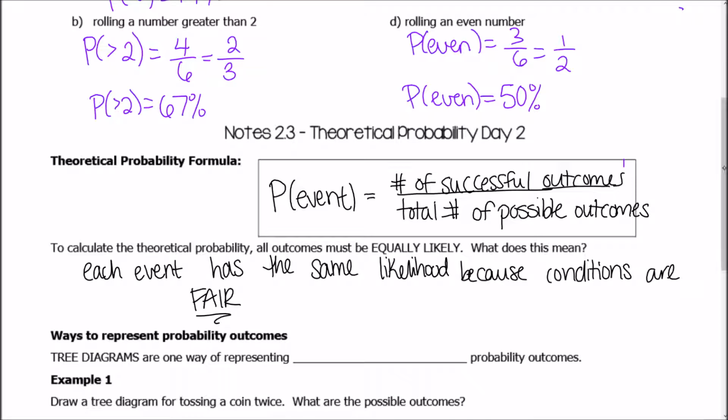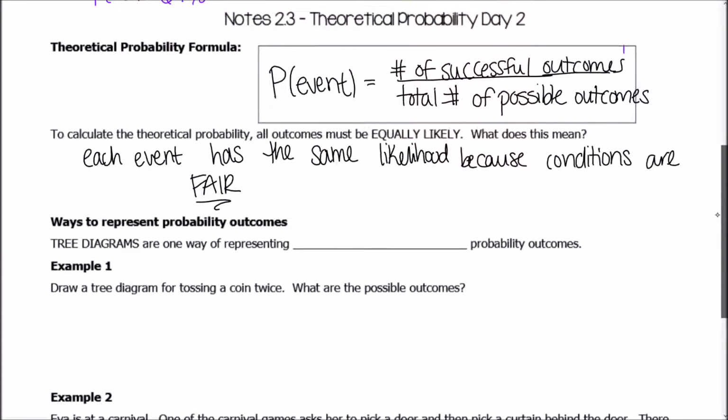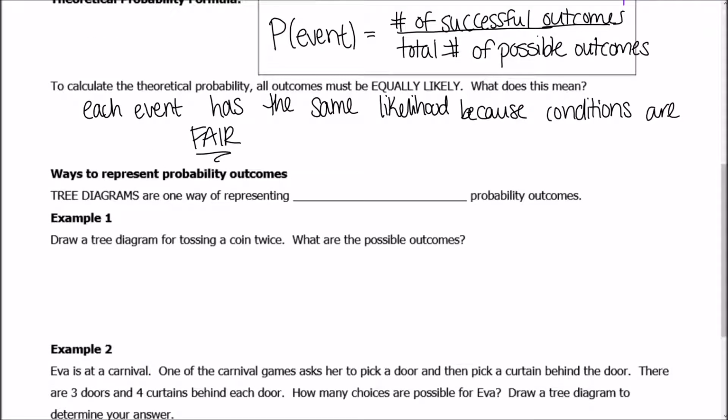Okay, so ways of representing probability outcomes. Tree diagrams are one way of representing possible probability outcomes. We did one the other day when we did notes 2.2, but let's talk about how to do this again. Draw a tree diagram for tossing a coin twice. What are the possible outcomes?